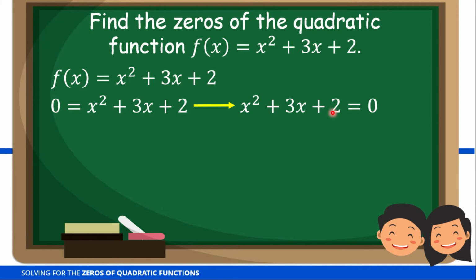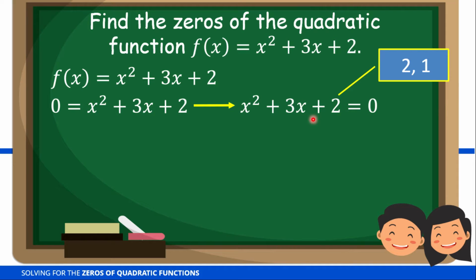Now, let's think of factors of 2 na kapag pinag-add natin, ang magiging sagot ay positive 3. So, what are those numbers? We have 2 and 1. That's correct. Okay? 2 times 1, we have positive 2. And then 2 plus 1, positive 3. Okay? So, yun yung nag-satisfy sa ating hinahanap na condition.